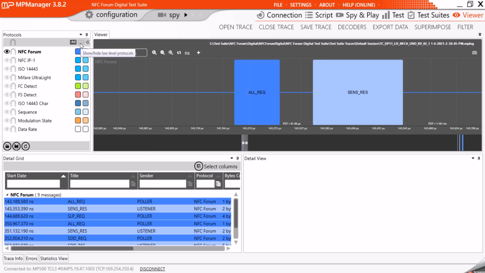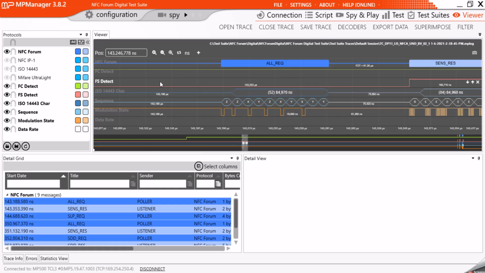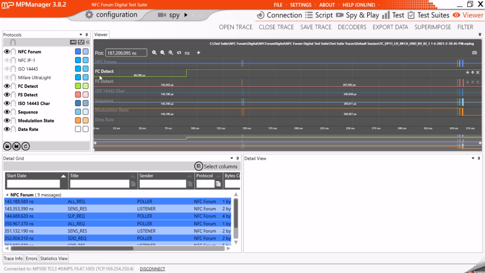Let's also display now the low-level information. Low-level information corresponding to, one by one, the carrier frequency detection line. This one indicates when the field from the lower tester or, for example, an external reader-writer is on. The FS detect line stands for the subcarrier detection.